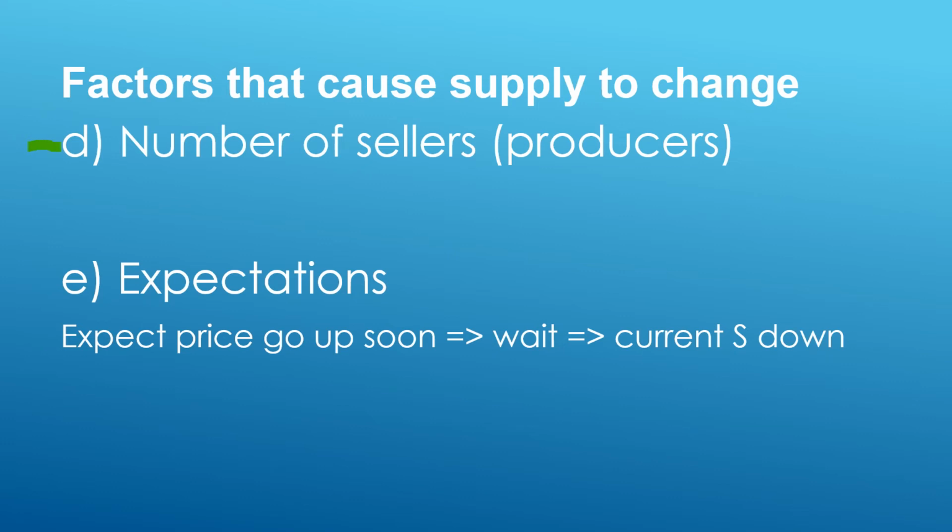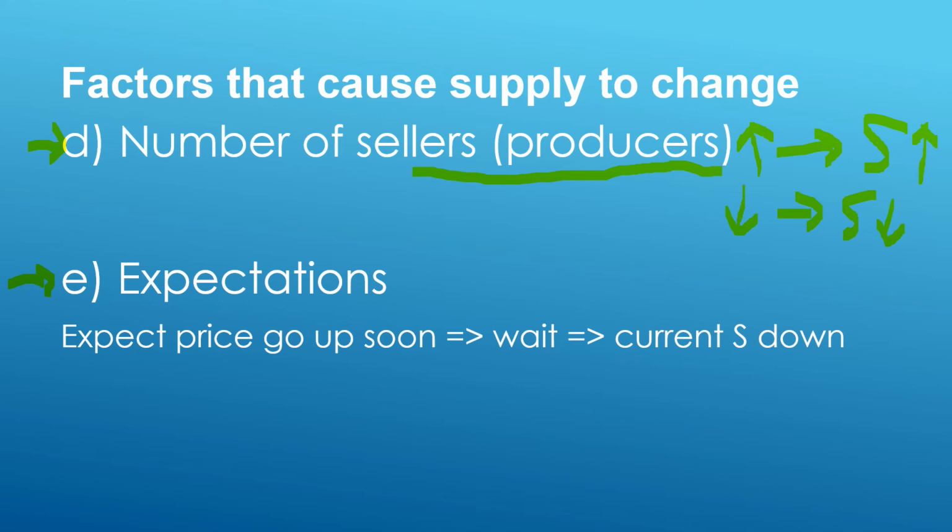Number of sellers affects the supply, because if there are more sellers, meaning more producers produce the same good, then the output that they produce is going to go up, so supply goes up. Now if fewer sellers or producers are there, and they are not willing to produce that good anymore, then it means the supply will go down. So that is D. And then the next one is expectation.